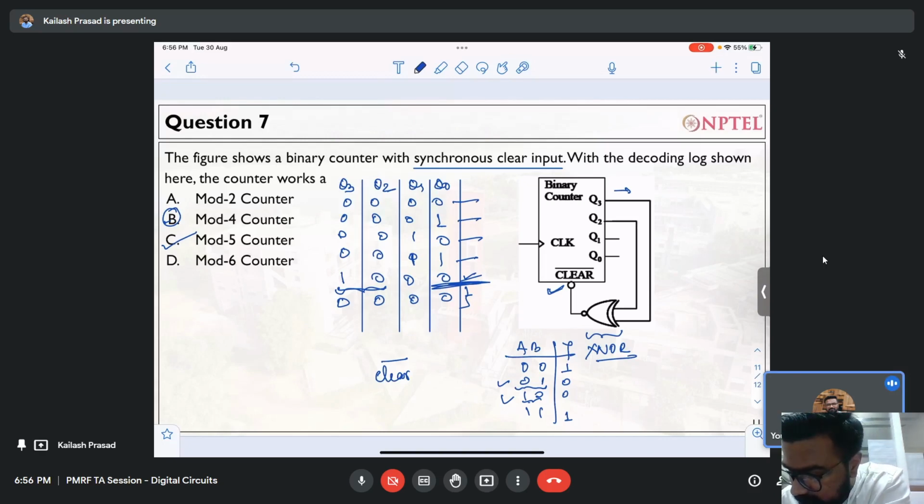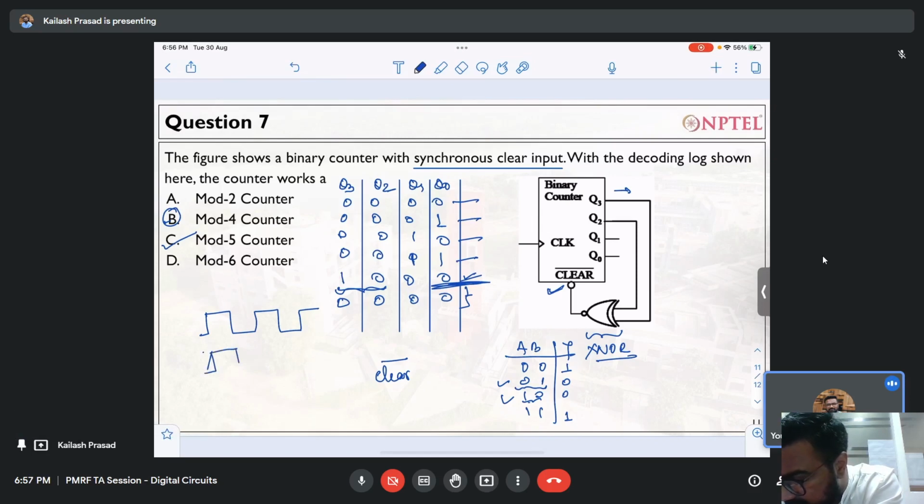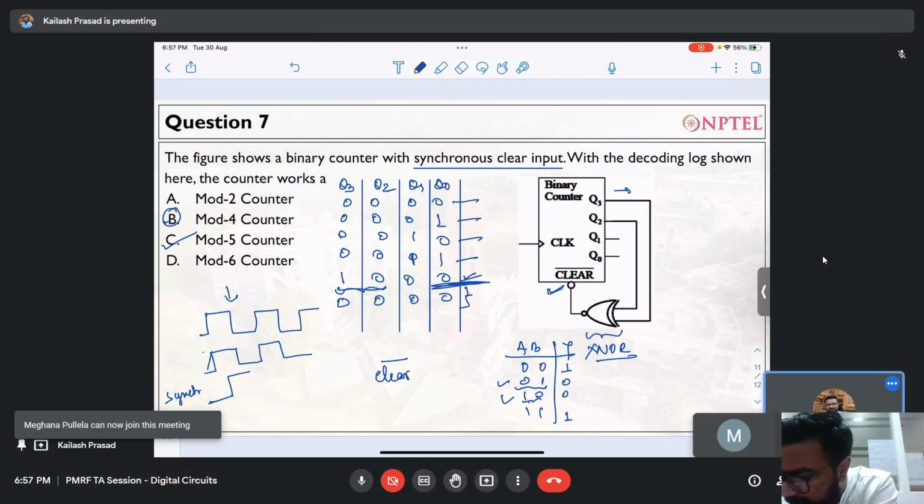Suppose this is my clock cycle, okay? And suppose the output is changing like this, 1 0 1 0, like this. The output is also changing like this, right? And what happens if I provide a synchronous clear? If I provide synchronous clear over here, so it is 0, and please note that here I am just considering active high for simplicity, and I have provided synchronous clear at this point, and I've kept it 1.